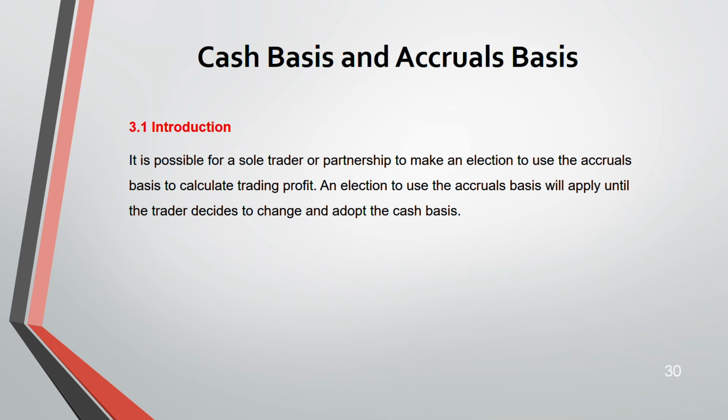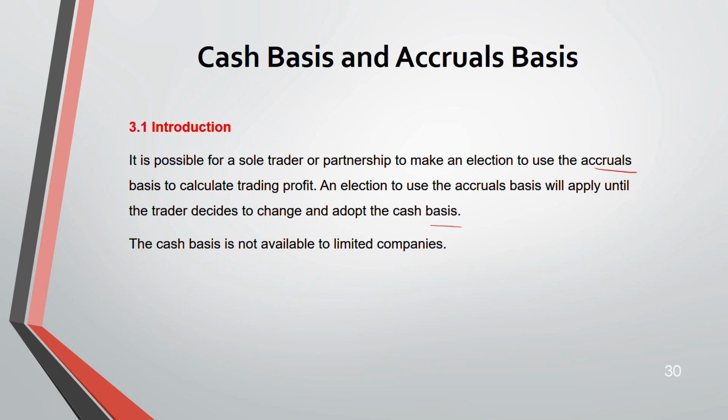It is possible for the sole trader or partnership to make an election. Cash basis is the default basis, so you don't have to elect. But since accrual is not the default, you can make an election to use the accrual basis to calculate your trading profit. But this election to use the accrual basis will apply until the trader decides to change back to the cash basis. Until then, accrual basis will follow.